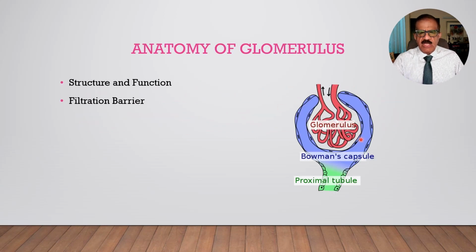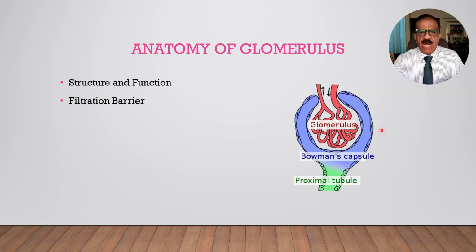Now this is the schematic diagram. Our kidneys have approximately 2 million functional units called nephrons. And a nephron consists of a glomerulus and then the tubules. In the glomerulus, this is the Bowman's capsule, this is the space, and this is the arteriolar tuft. This is the afferent arteriole which brings blood to the glomerulus, and this is the efferent arteriole which takes away the blood after filtration.